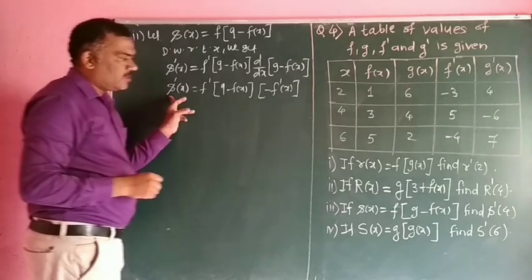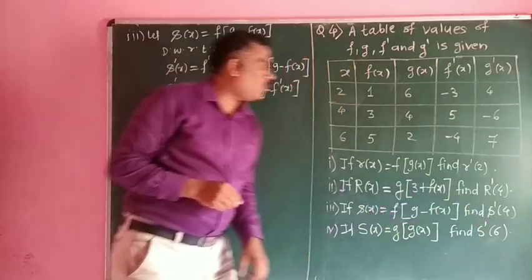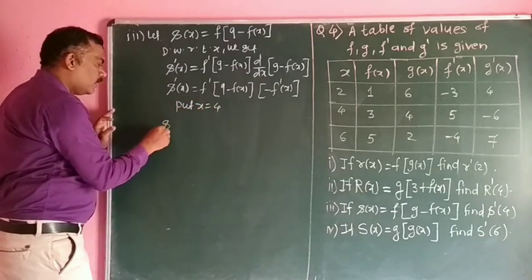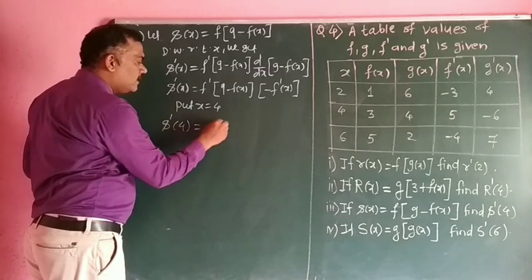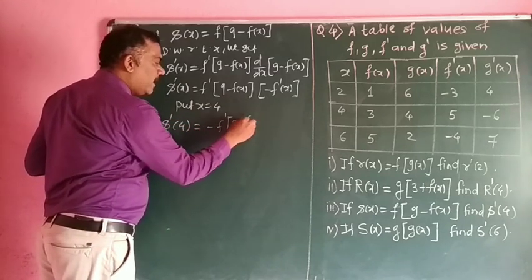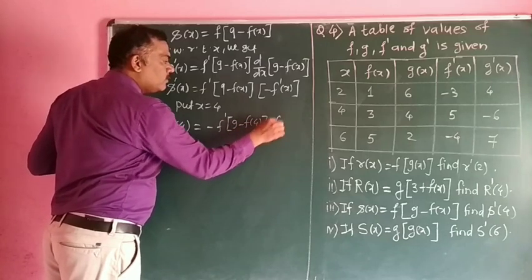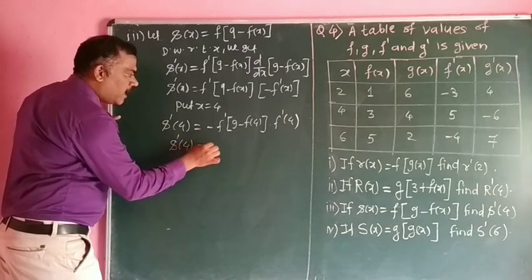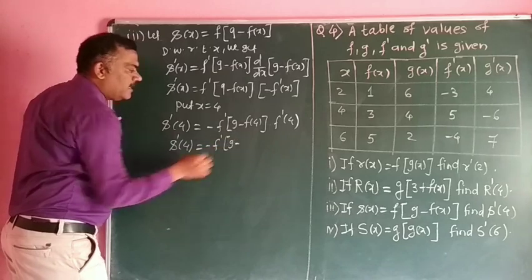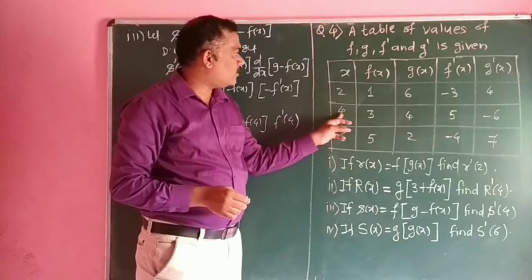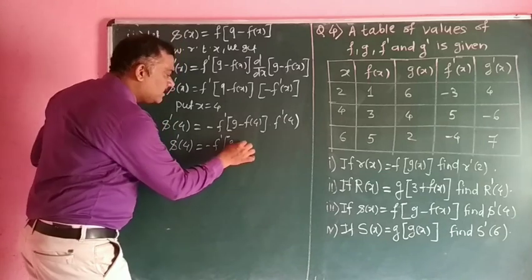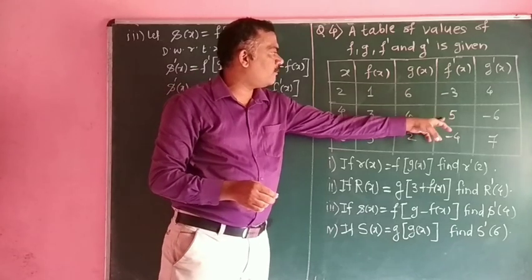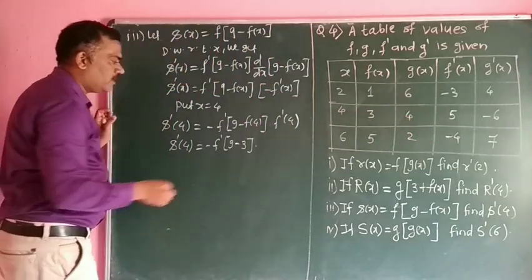We have to find s dash of x for x is equal to 4, so we put x is equal to 4. So s dash of 4 is equal to minus f dash of 9 minus f of 4 into f dash of 4. For x is equal to 4, f of 4 is nothing but 3, and f dash of 4 is 5.